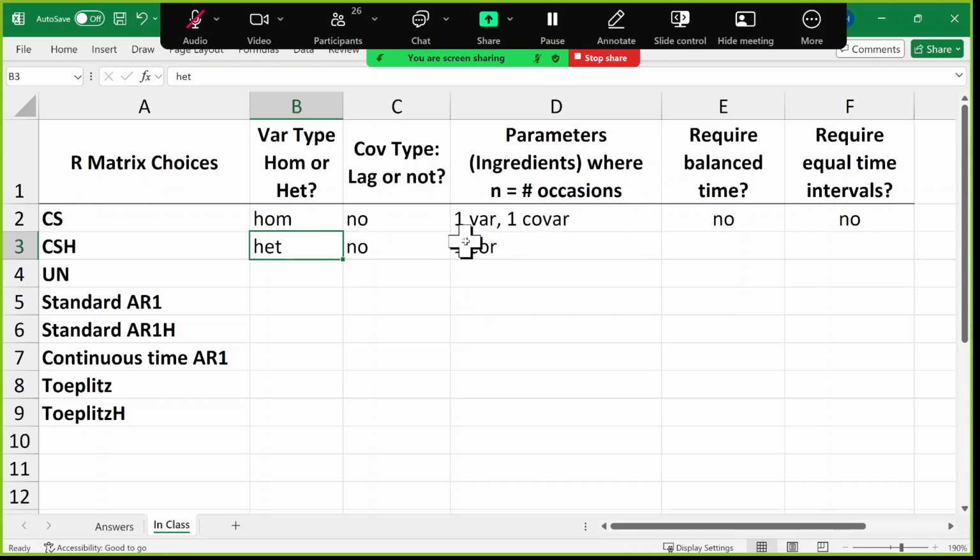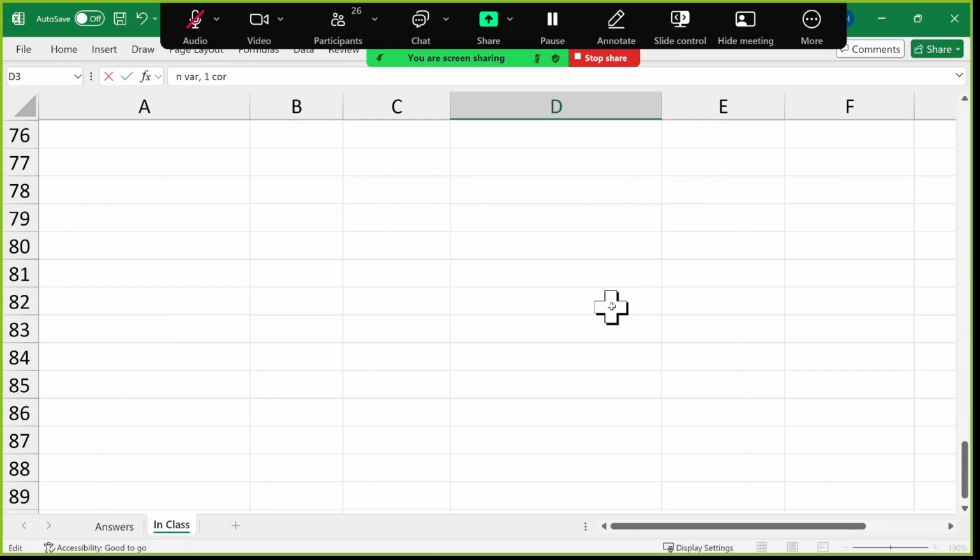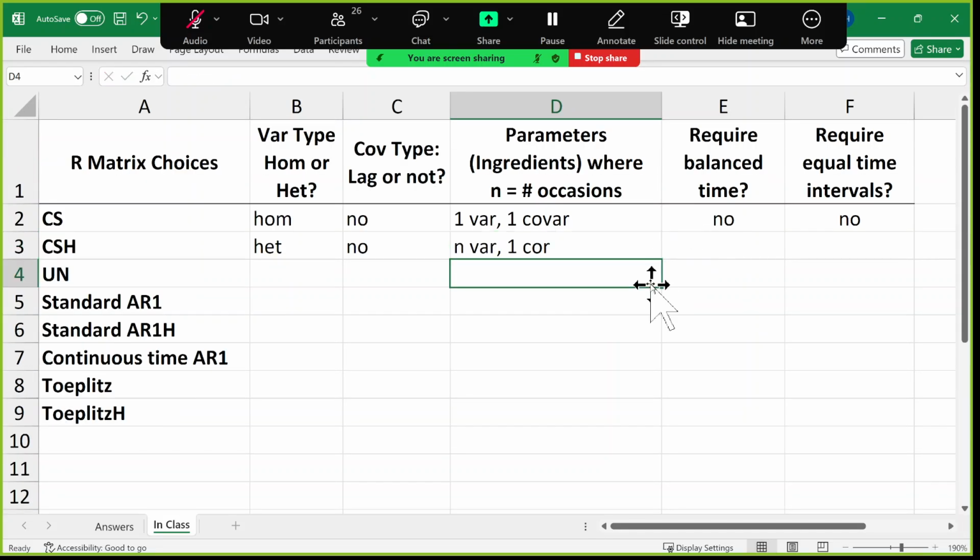So how many variances do we have now? Someone else, how many variances do we have in the heterogeneous case? Yes, n. That's because now for each specific occasion, we are estimating one specific residual variance. Exactly, as many as occasions we have. That's why Lisa typed there n variances, because that will depend on the number of occasions, and occasions is equal to n here.